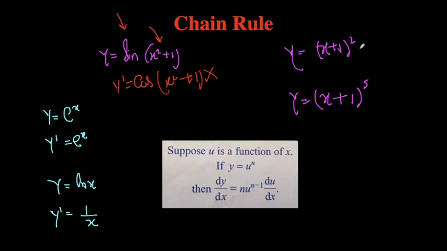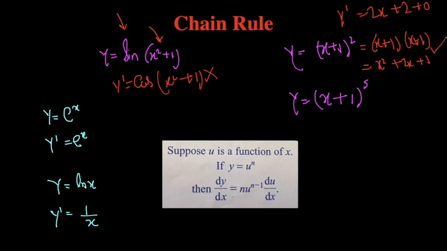Suppose you have a question like this. You can say okay, I will multiply both of them together and simplify to x square plus 2x plus 1, and the differentiation of that will be 2x plus 2 plus 0. That's okay, you can do that, but the power was 2, that's why you were able to multiply 2 times. But what will happen if the power is 5 or 10?